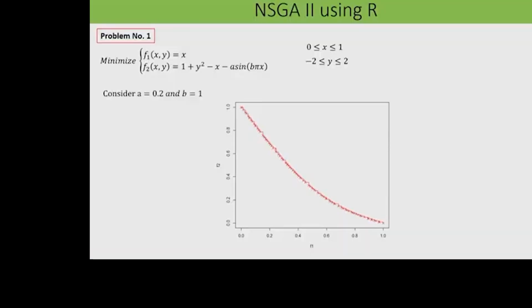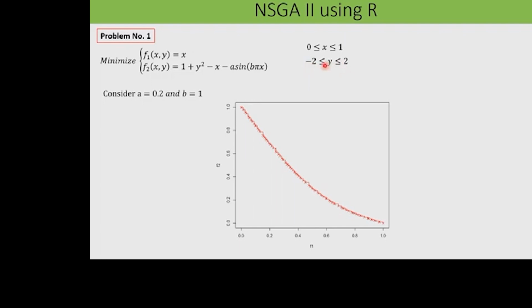The first problem has 2 objective functions, and both are minimization type. You can see f1 equals x and f2 equals 1 plus y square minus x minus a sin(b pi x). We have considered a equal to 0.2 and b equal to 1. The range for x is between 0 and 1 and y is between minus 2 and plus 2.